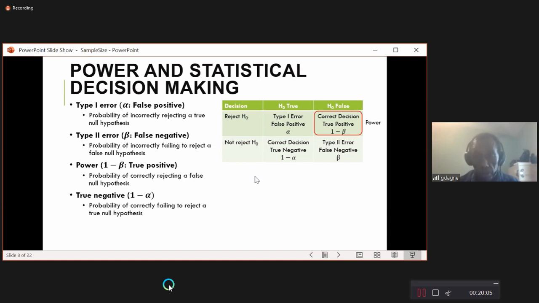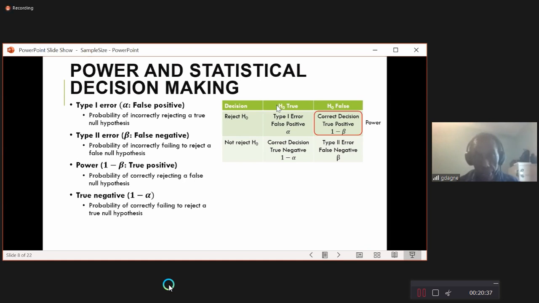So in hypothesis testing, we have a null hypothesis and an alternative hypothesis. The null hypothesis could be true, could be false. And then based on our study, based on our sample size, we may be able to reject the null hypothesis or fail to reject the null hypothesis. These are decisions that we may make based on the p-values. Now, what happens here in the table?